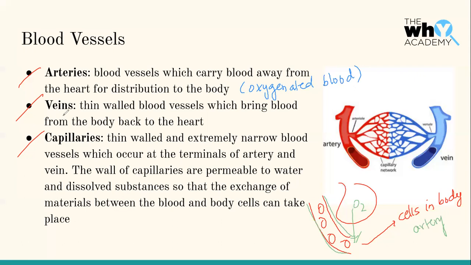Okay. Then we have what are veins? Veins are the same. So arteries are usually thick walled, veins are thin walled, and they bring blood from the body back to the heart. Okay, they bring it back to the heart, and these carry what is called deoxygenated blood. So if it does not have oxygen, it is called deoxygenated blood. Okay. And next you have capillaries.